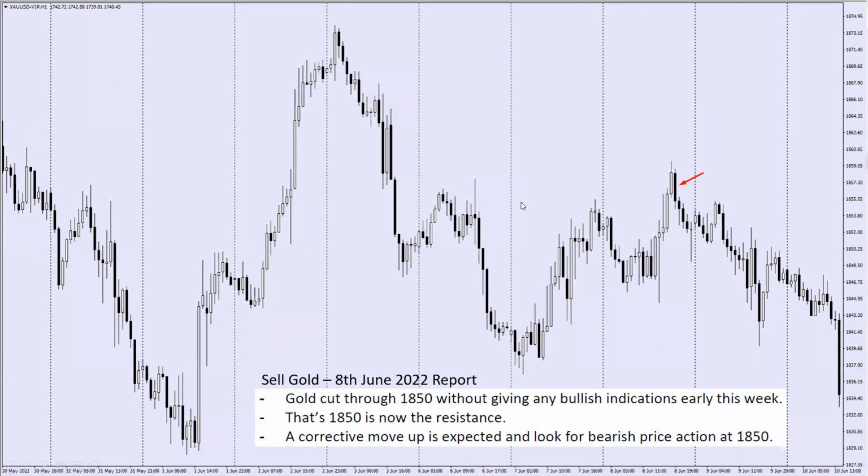Next over here, we have gold. Gold over here, we have the 8th of June report. This is quite fairly recent. Now we have an engulfing pattern right over here, and then that was the sell down. And you can see this is a nice return, right? This is the 8th of June. And we were looking at about 1850, if you all remember this one.